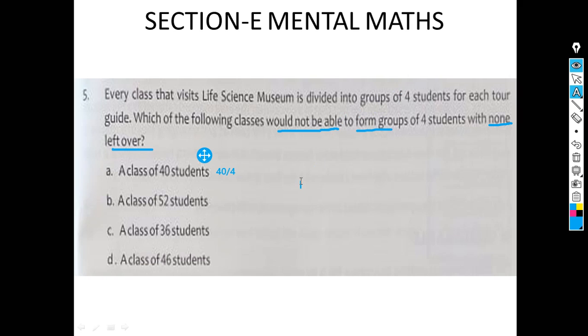If we divide it by 4, then we will be able to make 10 groups. And if we want to cross-check our answer, we can multiply 10 by 4, 10 groups into 4. In each group there are 4 students, so 10 into 4 will give us 40. This means none of the students will be left, and we can make 10 groups of 4 students each.